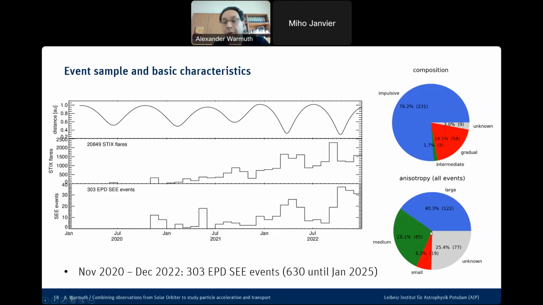So the anisotropy is large, meaning it's really beamed-like for many events, or at least medium, and only in a tiny fraction of events the anisotropy is small. That means those events where probably scattering plays a very large role. And in those events, we would think it's quite difficult to associate solar events with in situ events. But this shows that for most cases, this is actually not the case, and the association should be rather okay.